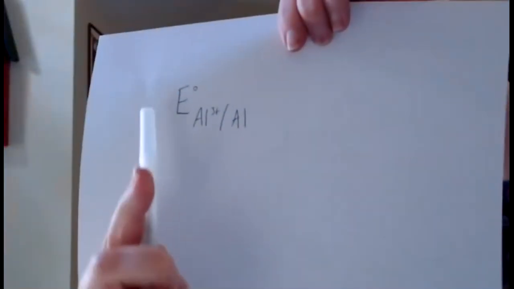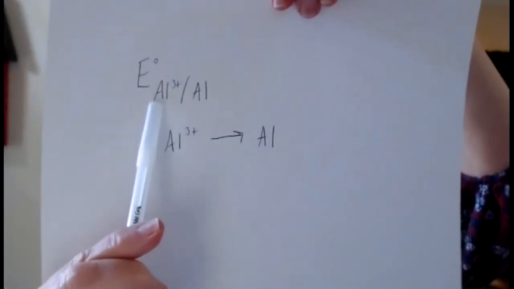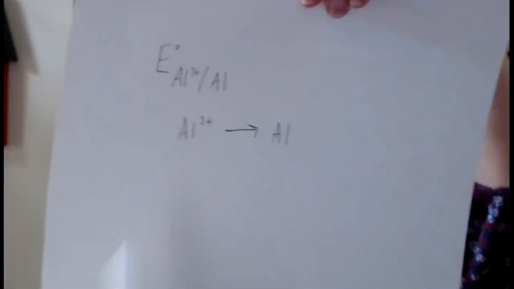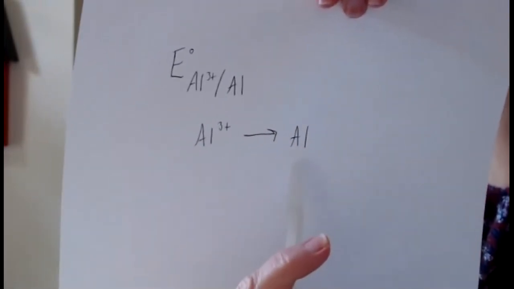I'm going to write it on another piece of paper because that one's too busy. When your book gives you something like this, let me just do the aluminum one, we're telling you to write it this way. Now watch. We're telling you left, this little slash means arrow, so it goes down. So to balance it, that's now a reduction.